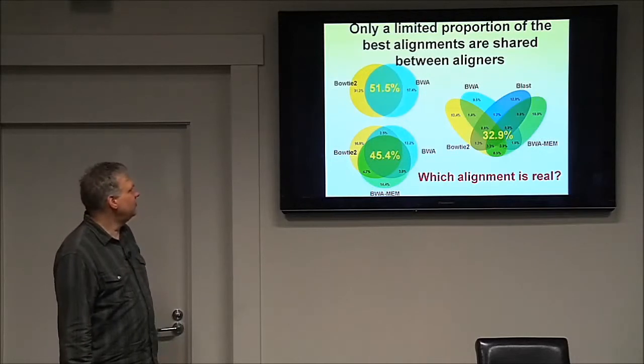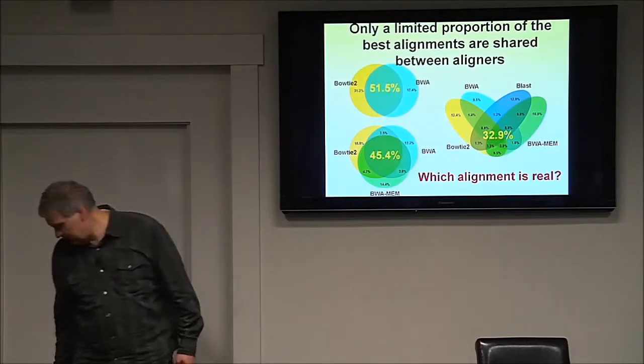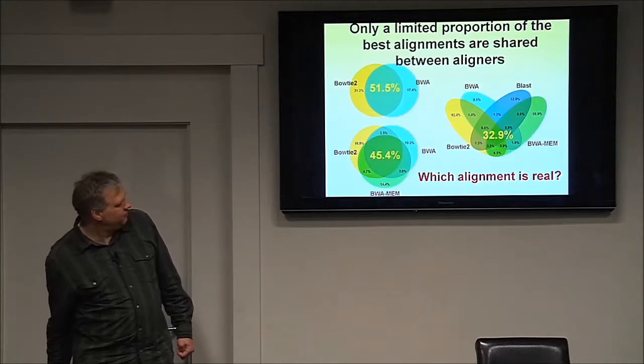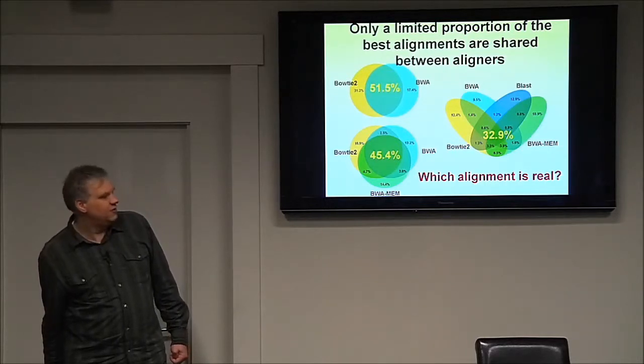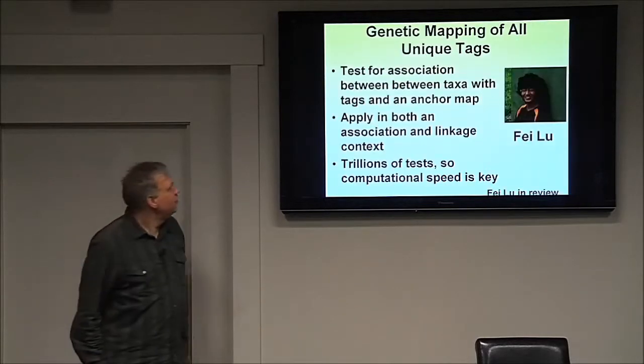So which alignment is real? The way we're handling this is we're using genetics to figure out which one's real. So we're using genetic segregation. Faye has been working on that.